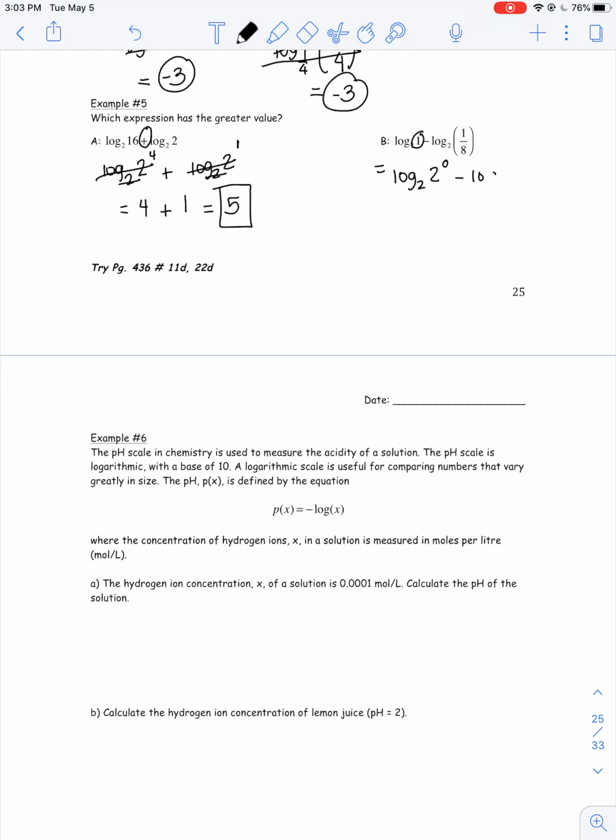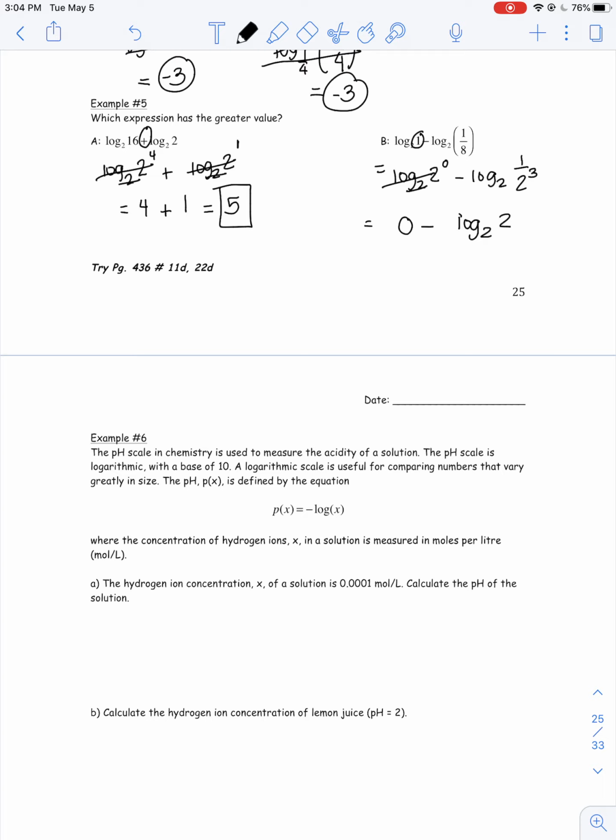Log base 2, 2 to the power of 0 actually equals 1. So that's how we replace this value right here. 2 to the power of 0 is 1. Then log base 2, we would write it as 1 over 2 to the power of 3. That replaces 8.